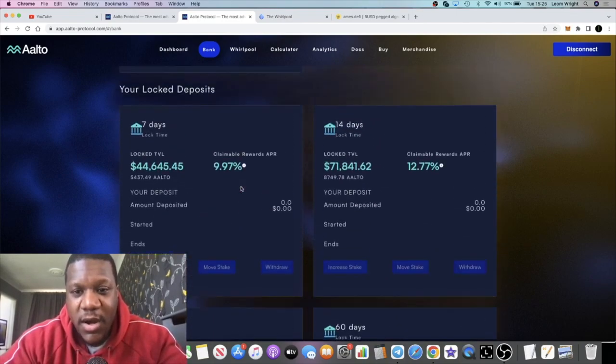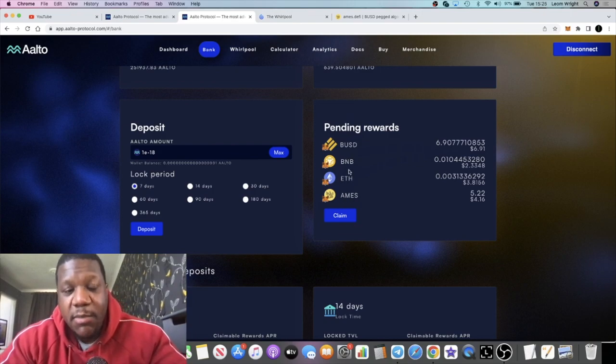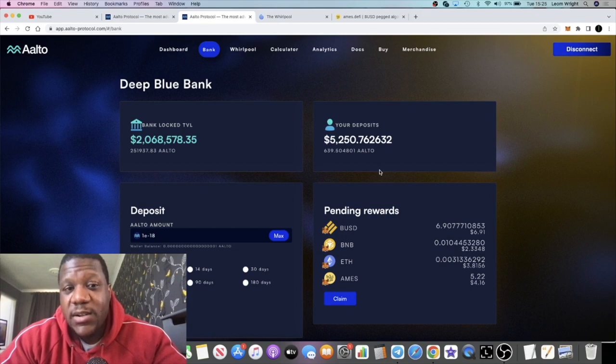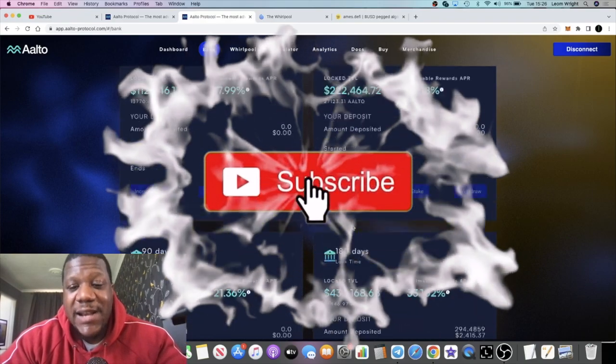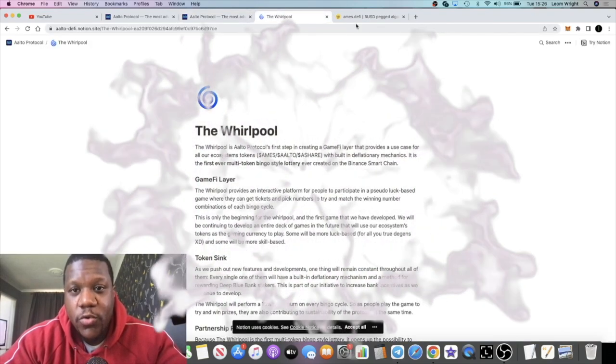For those that are familiar with that, we're getting paid out BUSD rewards, BNB, ETH, and Ames as well. So there's four tokens in the pot. In my previous video, I mentioned that they said they were going to be adding other blue chip cryptos to these rewards. And if you don't know how the Deep Blue Bank works, you also get your auto rebasing tokens in Aalto, as well as the pending rewards in these other native tokens. So that's definitely an added bonus and added sustainability to the protocol as a whole.